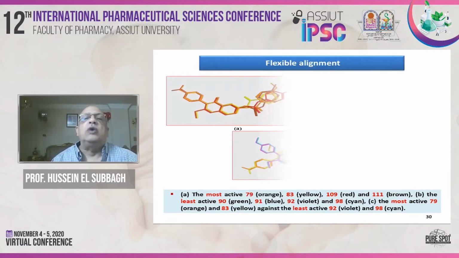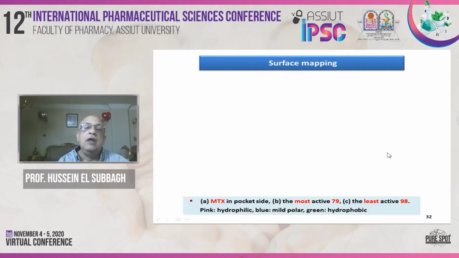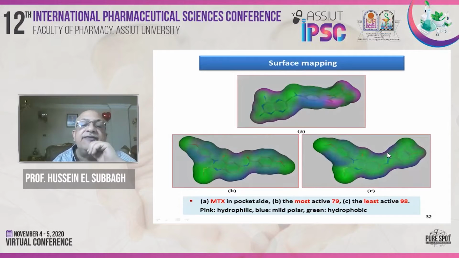We made the usual flexible alignment. We found all active compounds aligned together, all inactive compounds aligned together, and we saw the chaos when we aligned the active and the inactive together. We made also the surface mapping, and we did notice the resemblance of the shape between methotrexate and the active compound and the deviation of the inactive compound.